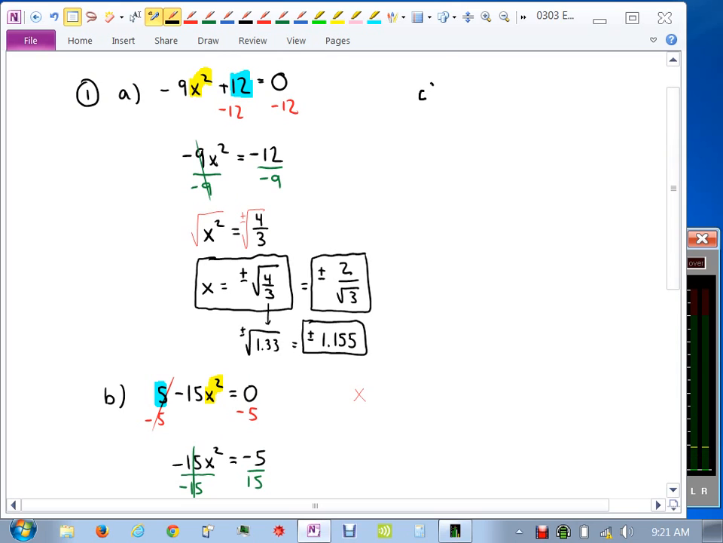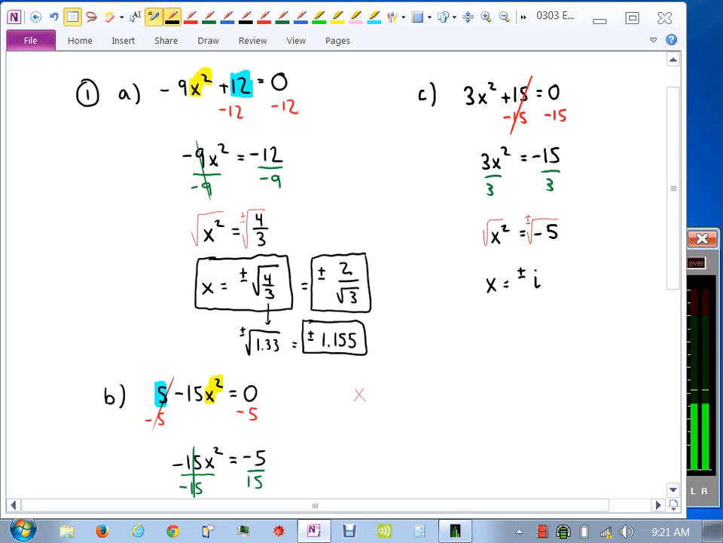I'll do it over here. So for part C, I have 3x squared plus 15 equals 0. So what I'm going to do is subtract 15 on both sides, and I'll be left with 3x squared equals negative 15. I'll divide both sides by 3, which leaves me with x squared equals negative 5. Take the square root on both sides, plus or minus here. So x equals plus or minus i, there's that negative underneath the root coming out, square root of 5.